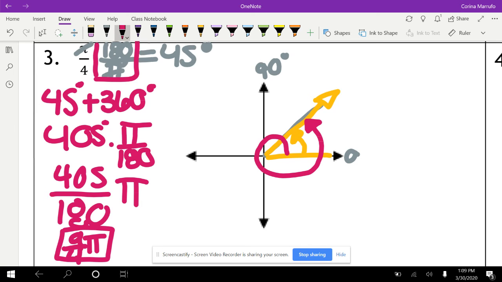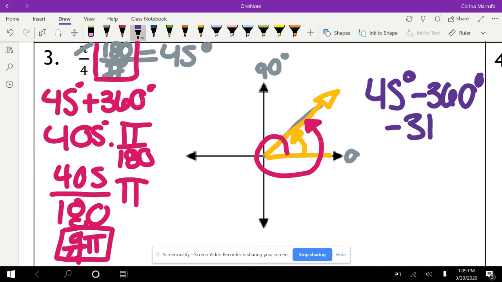Now let's get the negative one. We have our angle, which is 45 degrees. Instead of adding one full rotation, since we want a negative angle, we're going to subtract one full rotation. So we're going to subtract the 360. 45 minus 360 gives us negative 315 degrees. That would be our negative coterminal angle.